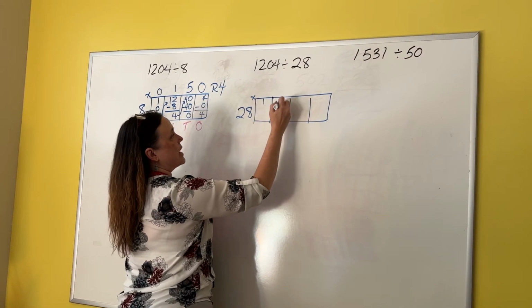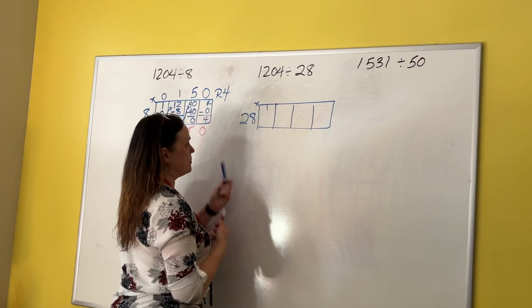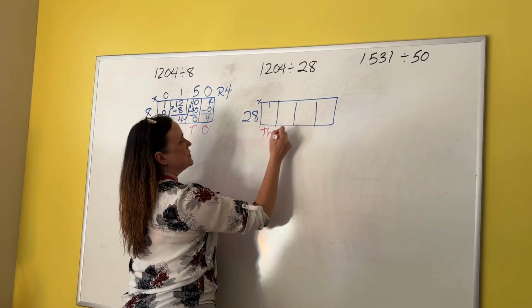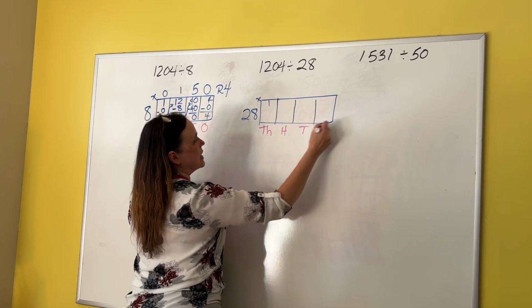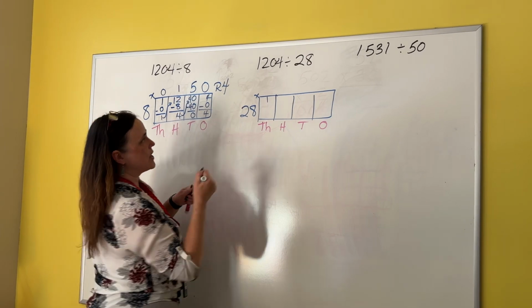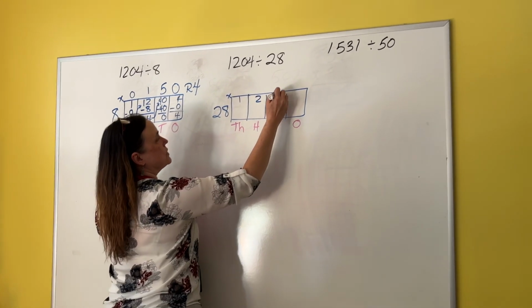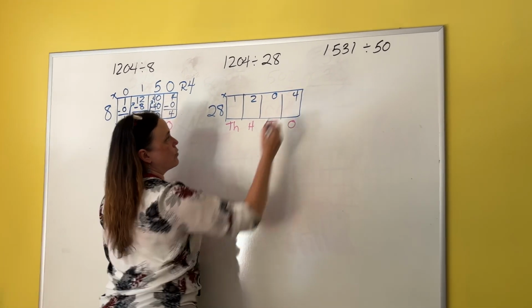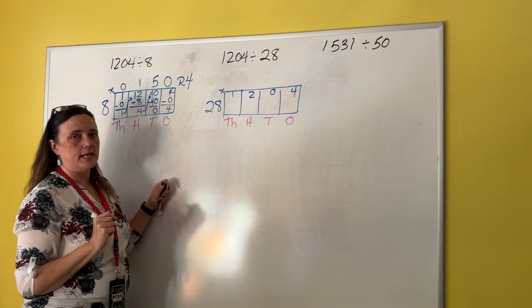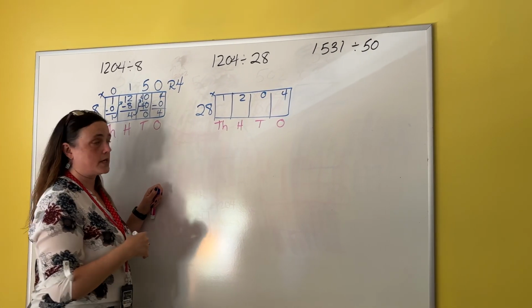So I have 1 in the thousands, and I am going to label that. I'm going to have thousands, hundreds, tens, and ones. So I have 1 in the thousands, 2 in the hundreds, 0 in the tens, 4 in the ones. Yes, I'm being repetitive on purpose because this is what we need to do for our kids.